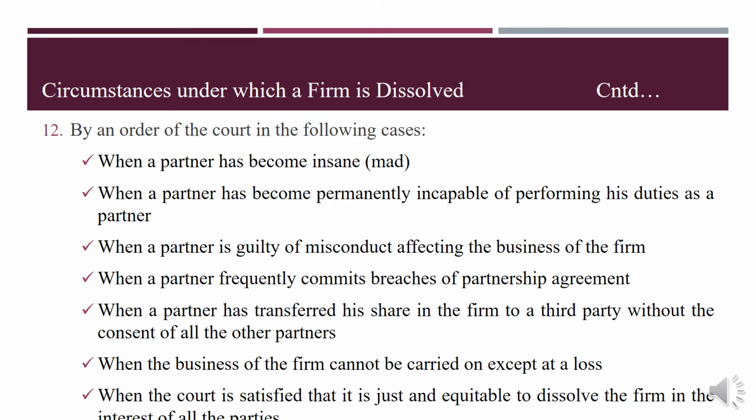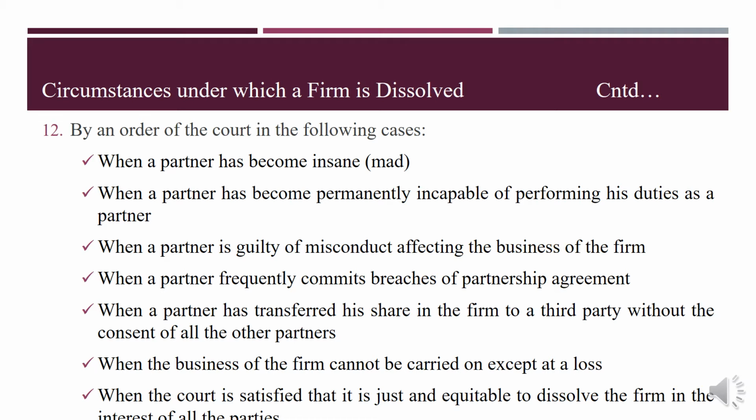One more, by an order of the court in the following cases. So last one, the compulsory dissolution. This is because of the order of the court. So the court will issue an order in the following cases to dissolve the firm. The first one, when a partner has become insane, that is mad. When a partner has become permanently incapable of performing his duties as a partner. So in such cases, the court may decide to issue an order to close the business.